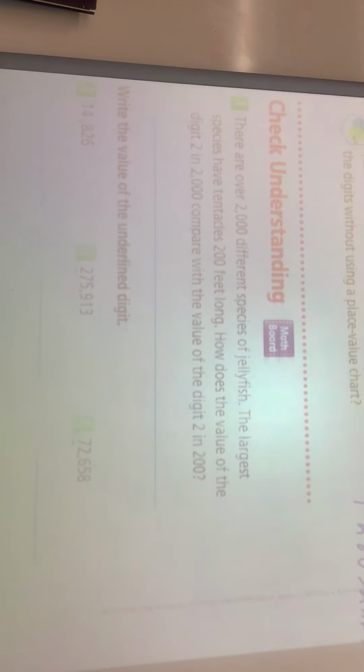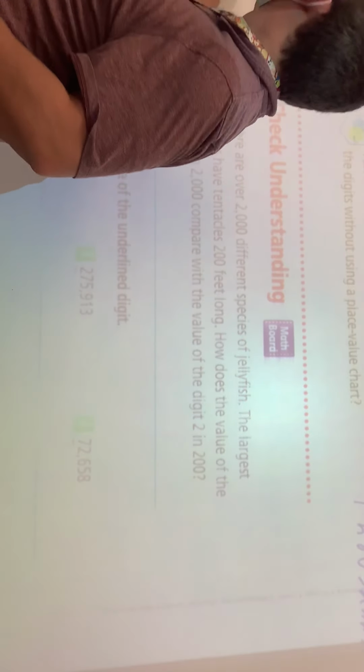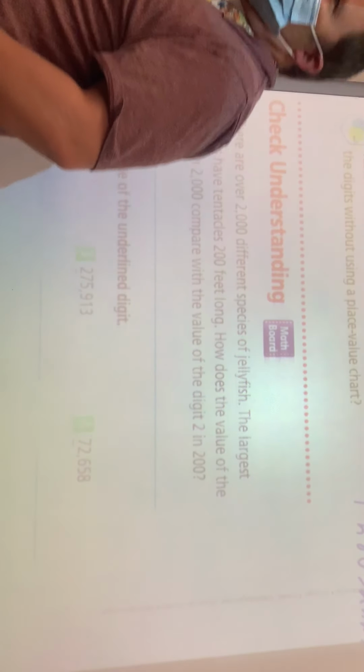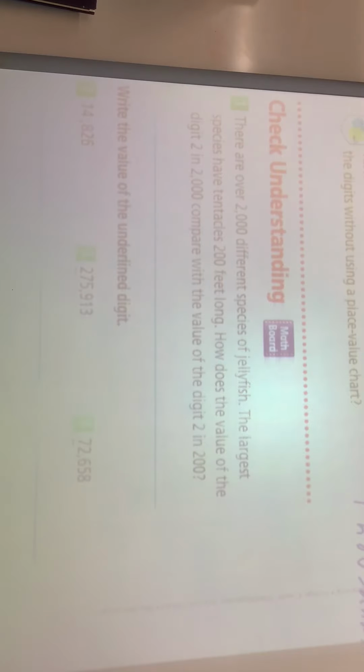Okay, guys? So this is what I want you to do. We're going to compare. What 2 numbers are we comparing? 2,000. And what did it ask? It said, how does the value of the digit 2 in 2,000 compare with the value of the 2 in 200? Well, remember, it's saying, how much bigger is it? Well, how many place values do we go over from 200 to 2,000? 1. So how much bigger is it? 10 times. Okay, guys?